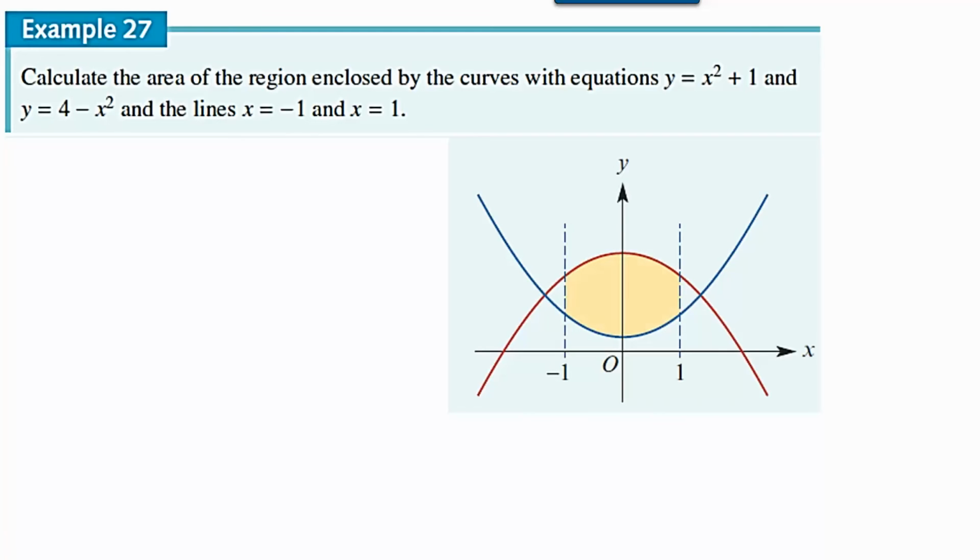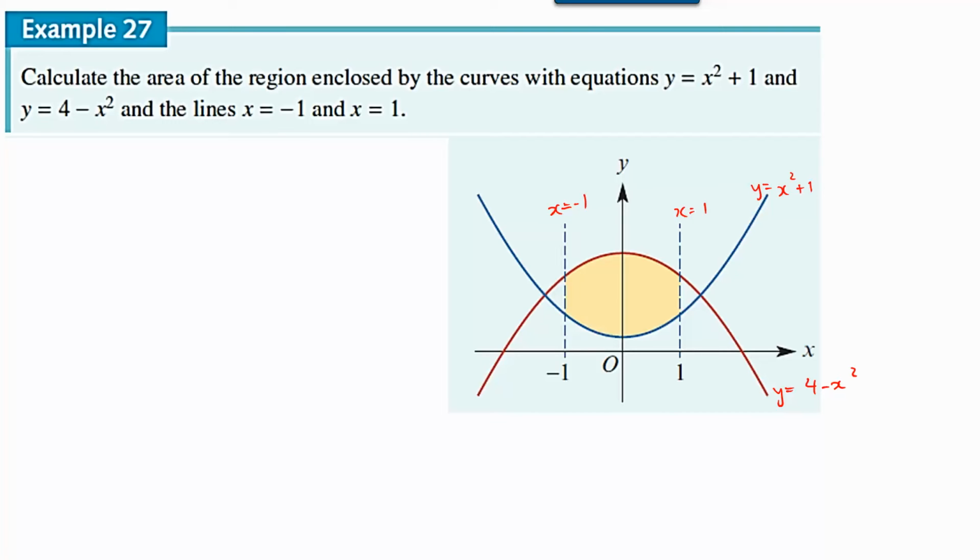So if you actually sketch it, this is x squared plus 1, so it's moved up by 1. This is 4 minus x squared. Okay, and they're saying they want to calculate the area region enclosed by x equals -1 and x equals 1. So this is x equals -1, x equals 1. So this is my area. That's the region I want. Okay, so I'll just write here, this is x equals -1. This is x equals 1. This is x squared plus 1. And this is y equals 4 minus x squared.